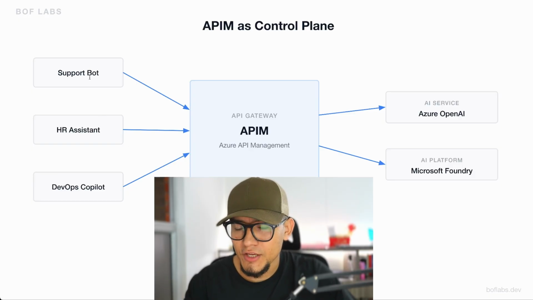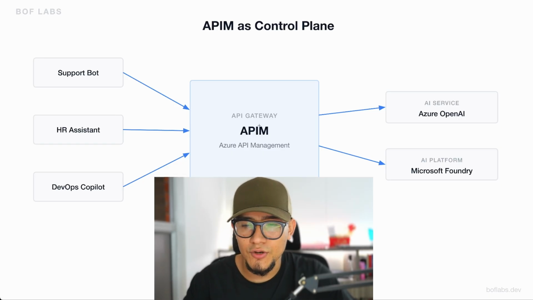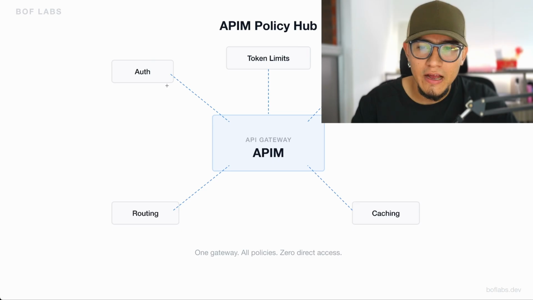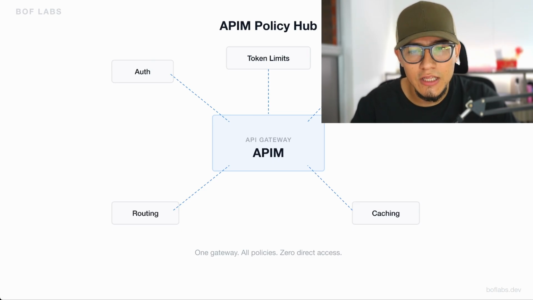So instead of each application calling Azure OpenAI directly, we will place Azure API Management in the middle, acting as a control plane. From this place, it can handle authentication, quota limits, logging, and several things more. The key insight here is that APIM will be the central place where we will handle authentication, token limits, logging, caching, routing, and so on. This will give us a central place for AI governance.